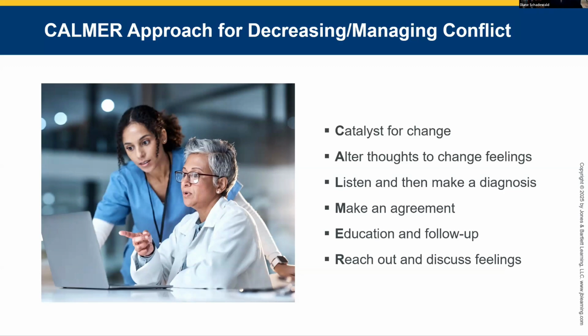Make an agreement. You want to co-author a health improvement plan with the client or the patient. So you want to have an agreement as to what the plan is. Set reasonable goals for the next follow-up as part of the education. Providing education and then setting reasonable goals and having them input on what goal should be established. And then reach out and discuss feelings. So that really is developing a self-care strategy.